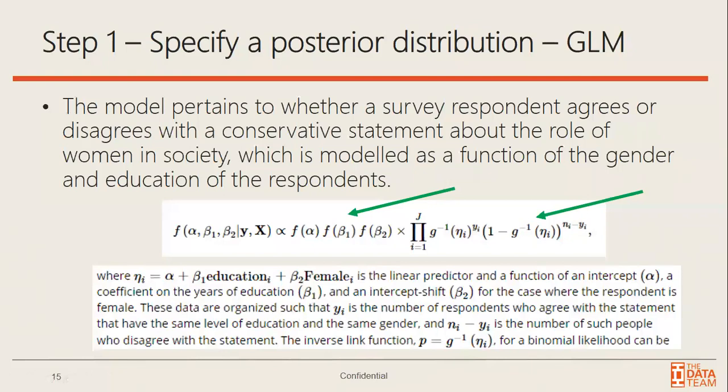So we have a survey. In that survey, we are trying to get the respondents' data, whether they agree or disagree with respect to a conservative statement about role of women in society. So that particular survey data has been modeled using the GLM method. Just like linear regression, you have something called generalized linear model.